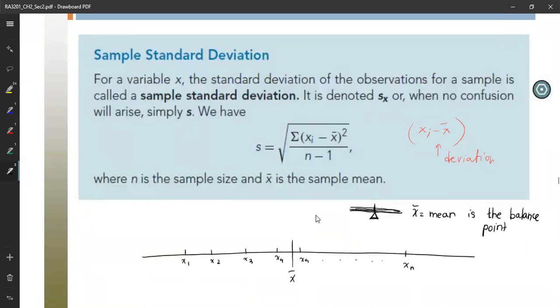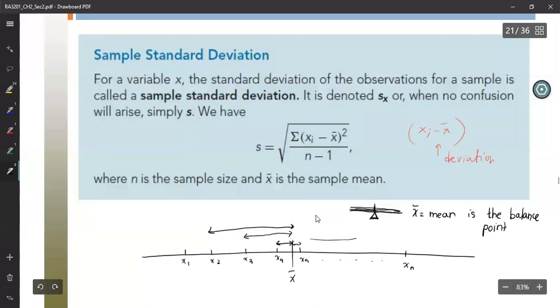Now what you do in the deviation is you find the difference to the mean for each and every observation. So x1 minus x bar, x2 minus x bar, x3 minus x bar, and so on. If you find the deviations of all the data, xi minus x bar, and add them together, what do you think will be the value?